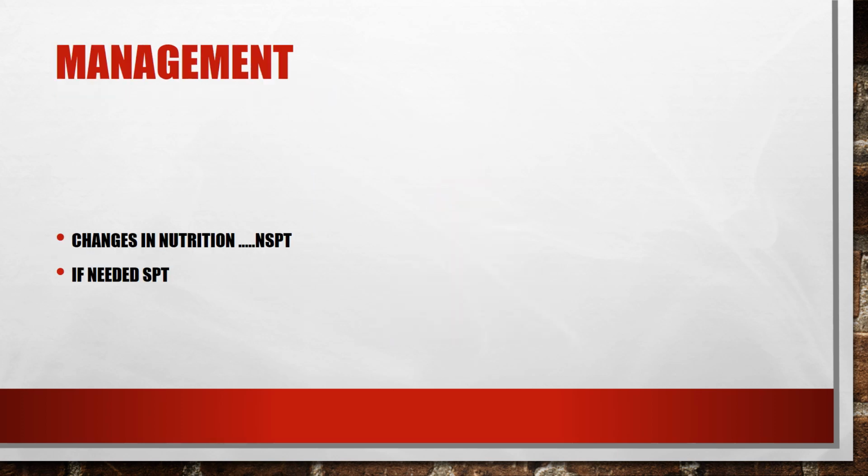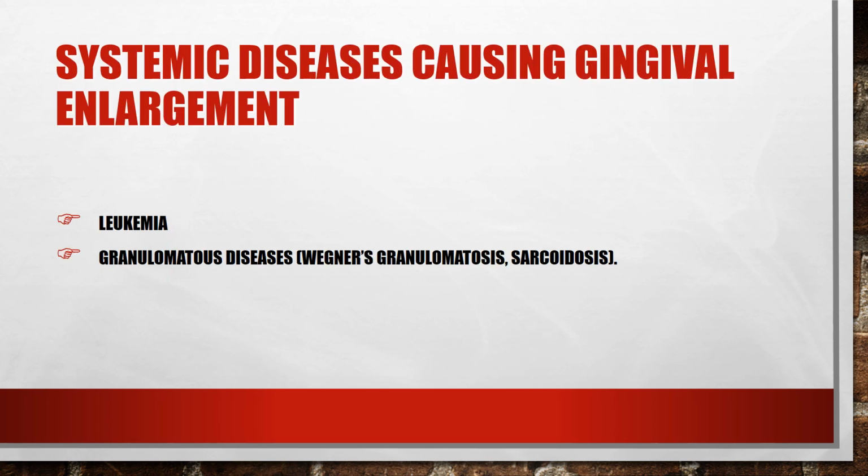Management, as we know, is for vitamin C deficiency, so diet counseling, that is changes in nutrition, you have to include more vitamin C containing food, and along with that, non-surgical periodontal therapy, that is removal of causative factors, and if needed, supportive periodontal therapy. Coming to the systemic diseases that cause gingival enlargement. Several systemic diseases may result in gingival enlargement by different mechanisms. These are very uncommon cases and are only briefly discussed. After this, leukemia is more important, so we are discussing leukemia alone.